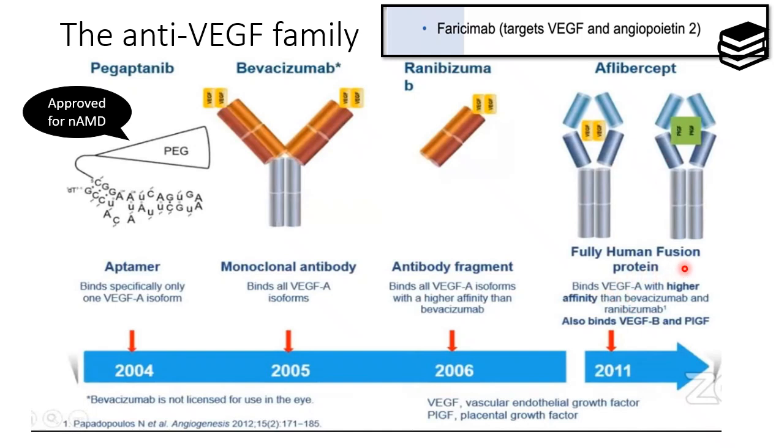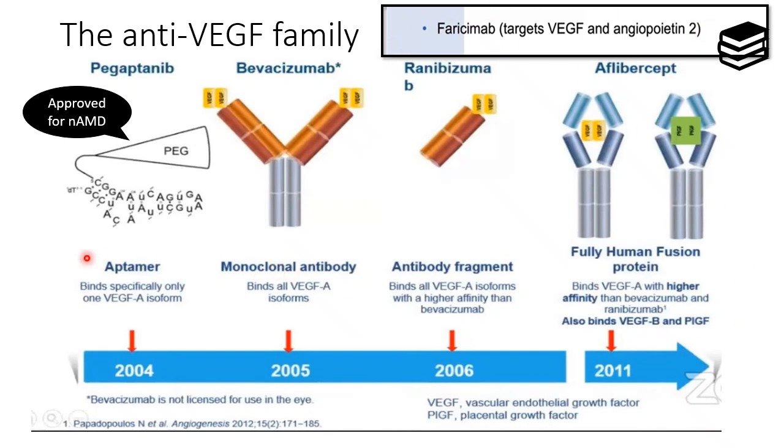That is why it is a human fusion protein. Why fusion protein? Because it is formed by the fusion of the Fc portion of human IgG with the VEGF receptor 1 and 2 binding sites. So this is aflibercept, introduced in 2011. Following aflibercept, faricimab has also been introduced. It targets VEGF and angiopoietin 2.